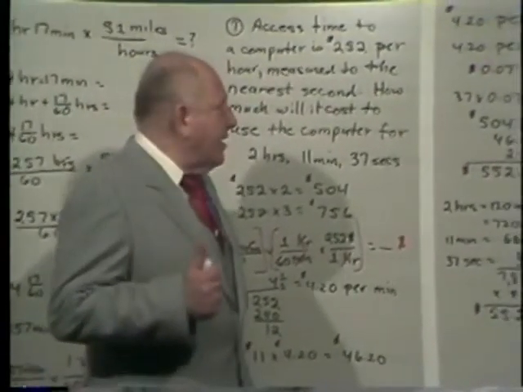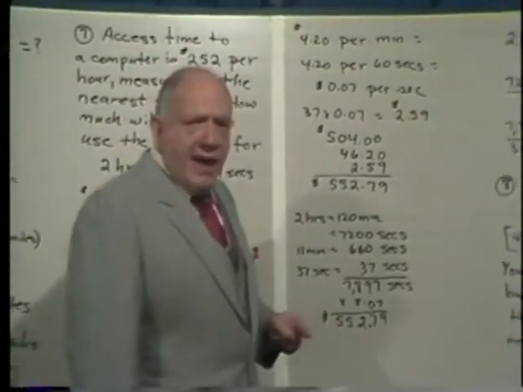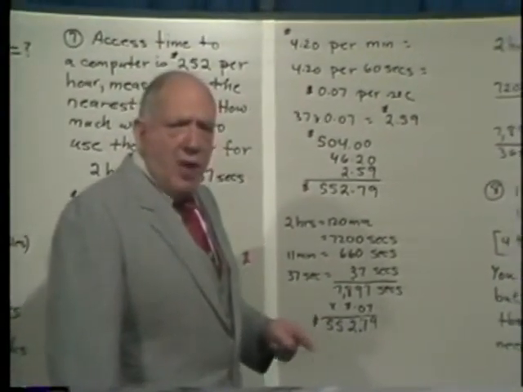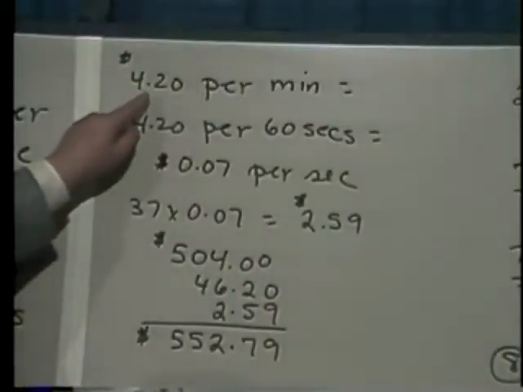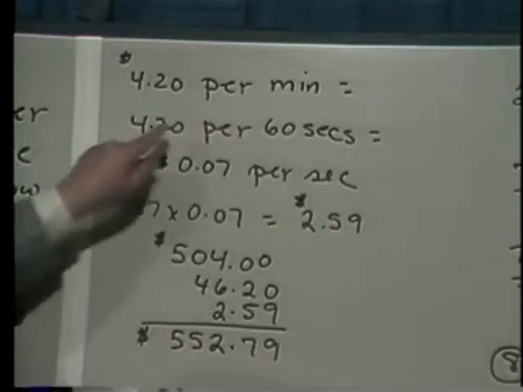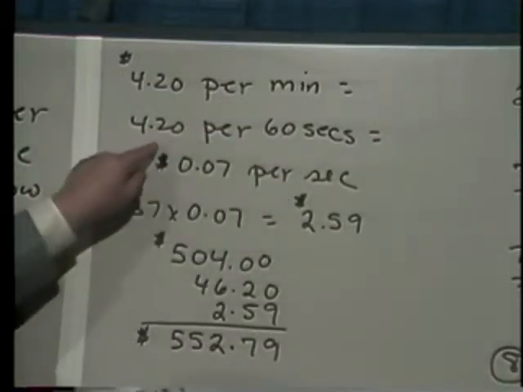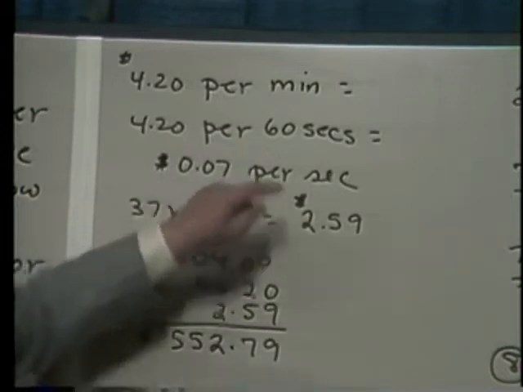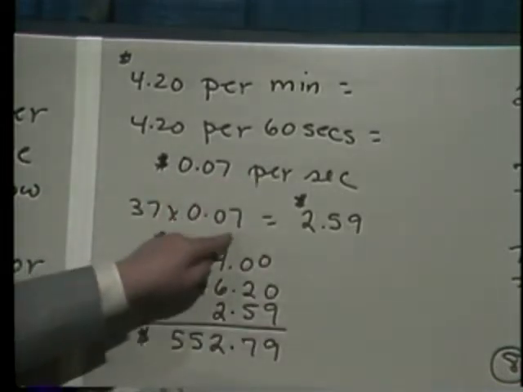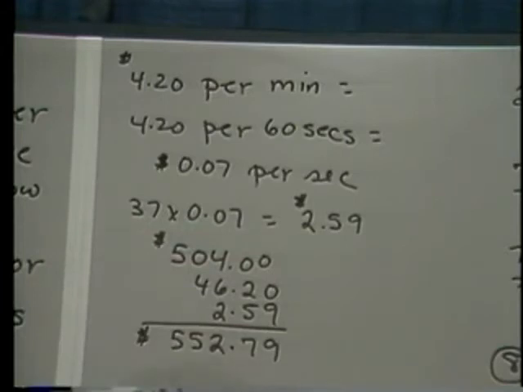Now, how about the seconds? The problem is, if I want to multiply a rate by seconds, the rate has to be given in dollars per second. Otherwise, I have to convert. Notice that $4.20 per minute is the same as $4.20 per 60 seconds. 4.20 divided by 60 is 0.07. So it's $0.07, 7 cents per second. So if it's 7 cents per second, for 37 seconds, it will cost me another $2.59.